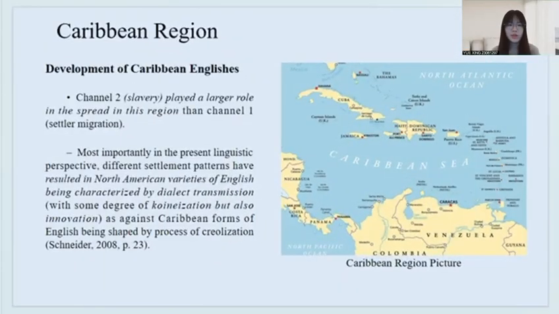Now let me introduce the Caribbean region. Development of Caribbean Englishes: slavery played a larger role in the spread in this region than settled migration. Most importantly, from the present linguistic perspective, different settlement patterns have resulted in North American varieties of English being characterized by dialect transmission, as against Caribbean forms of English being shaped by the process of creolization.